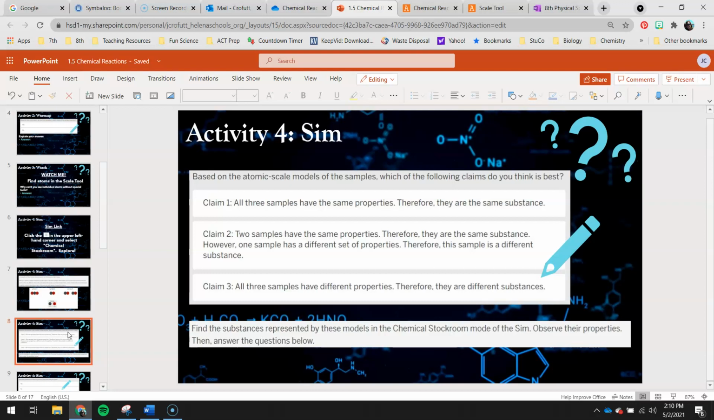So go ahead and circle claim 1, which basically says that they're all exactly the same, all 3 of them. Claim 2 says 2 are alike, but 1 is different. And claim 3 says they're all 3 different things, okay? So go ahead and circle that, and then you can go ahead and open your sim back up, find those 3 samples, and then observe their properties, then answer these questions.